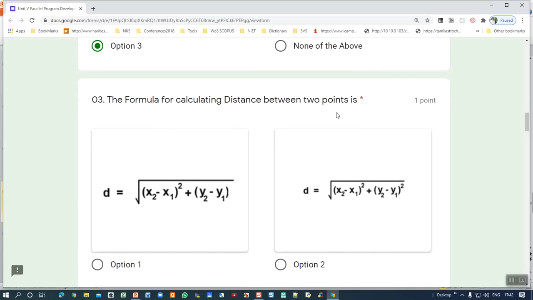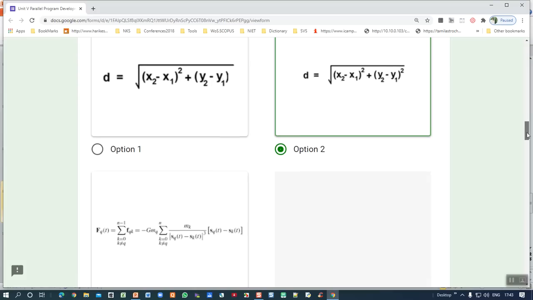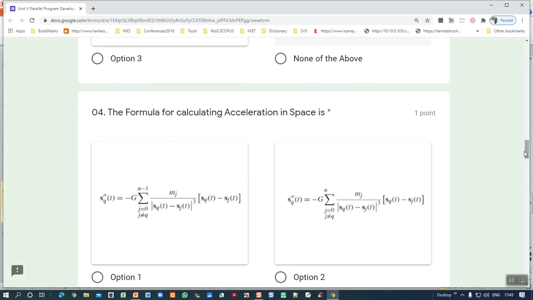Okay, distance between 2 points is, okay, this is the correct answer. I already showed this equation, remember this equation. And what is the formula for calculating acceleration of the particle in space? That's a very important one. Fourth question, that is acceleration. Okay, this is the correct answer.